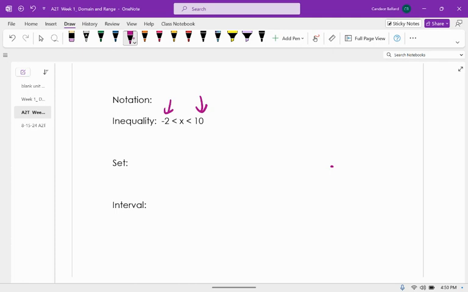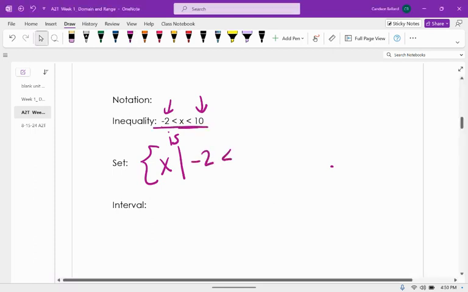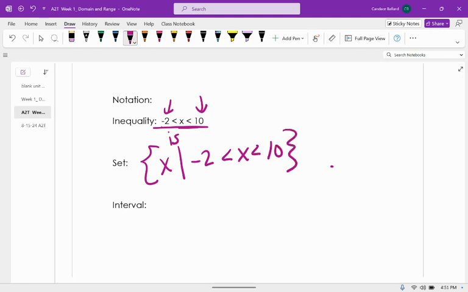Set notation, which we're not really going to test you on, but it's good to know that it exists. You start with these curly brackets, you put x, and you put a bar. The bar means "such that," okay? And then you just use the same notation as the inequality notation. So that's what we consider set notation. You're not responsible for knowing that for our quiz.